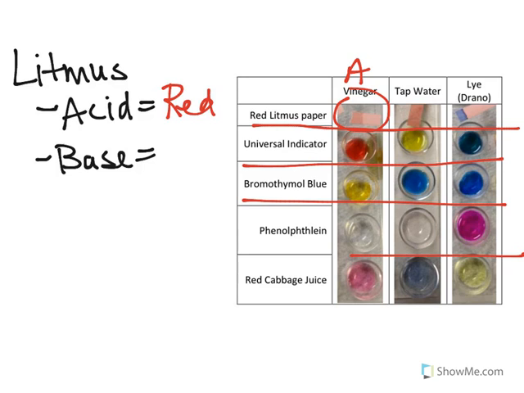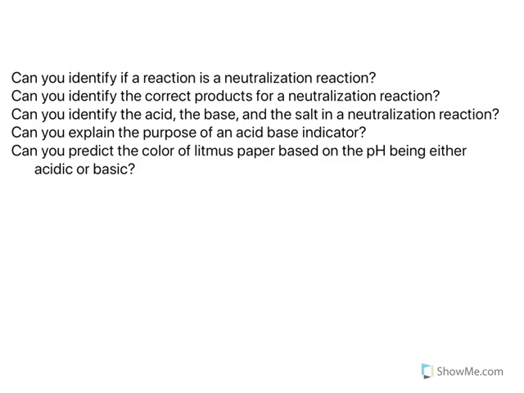But then we can definitely tell here that with our lye or Drano it's turned blue. And so bases always turn litmus blue. And so this is going to be a base. So again, acid-base indicators are going to tell us the general pH range for a substance just by changing color. So in the end, hopefully we can do each of these.